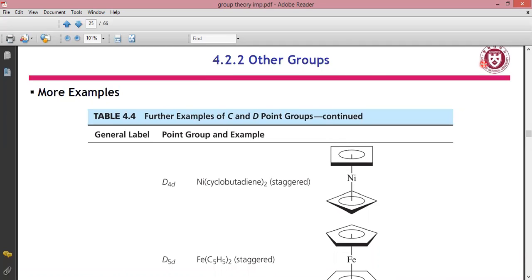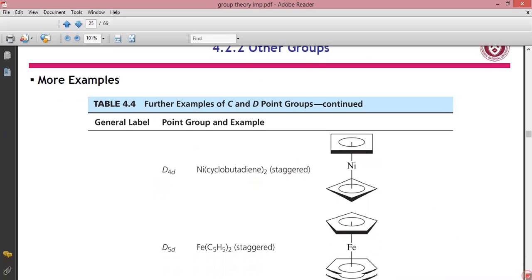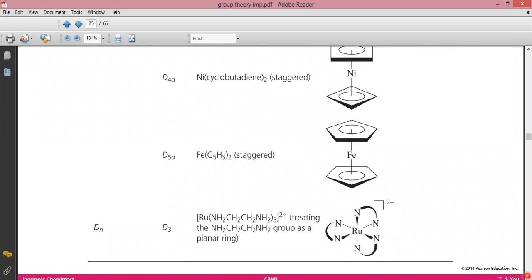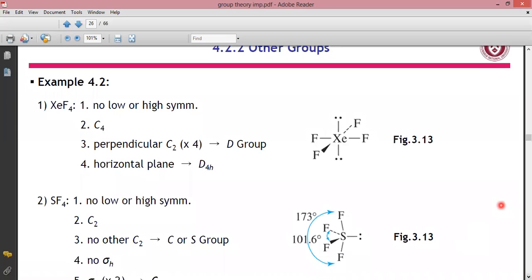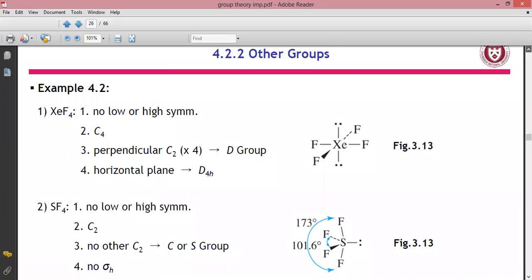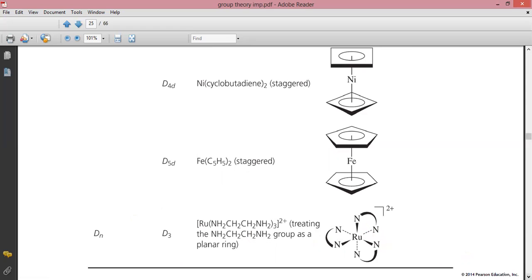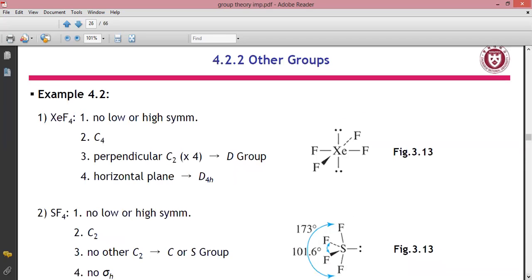Similarly, there are a number of examples of D4d and D5d, such as the staggered conformation of ferrocene. This is also a D5d point group. Similarly, for the D3 point group there are a number of examples. Other examples are there which are high point groups. D3, only D3 is present in this point group. Okay, the rest of the examples we'll see here.